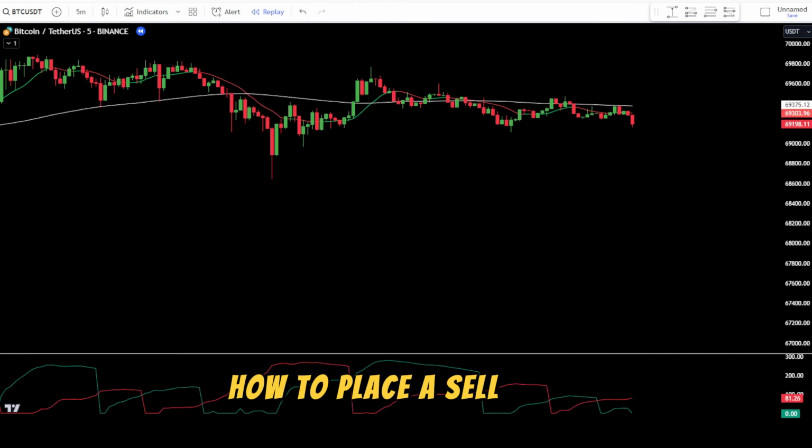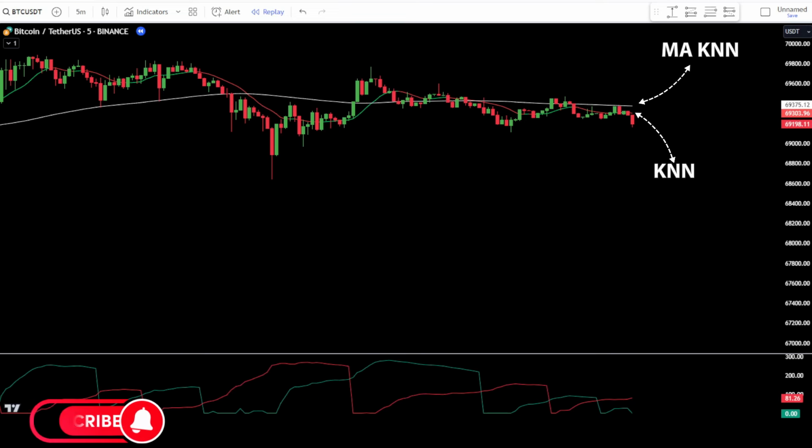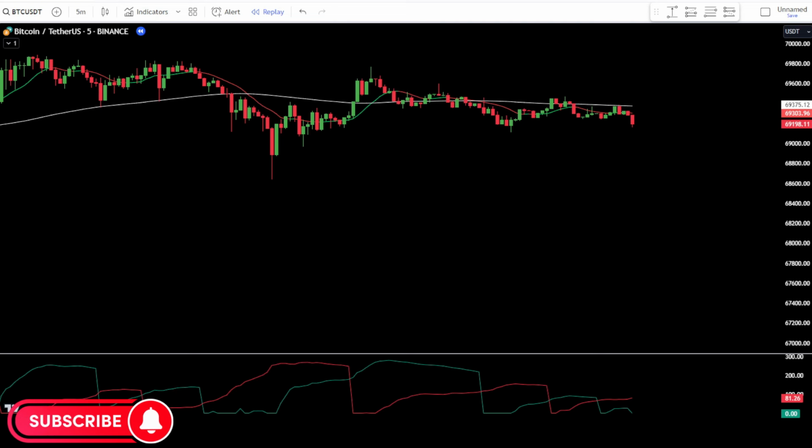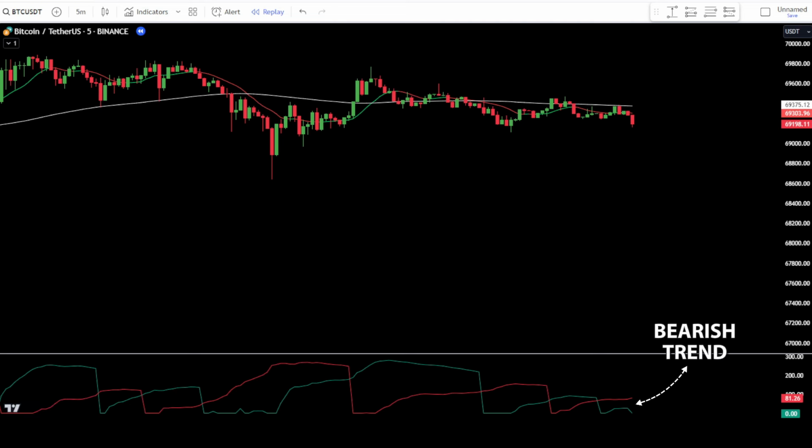How to place a sell entry. 1. If the KNN line is below the MA KNN line, it signals a bearish trend. 2. Next, wait until the Andean Oscillator indicator also shows a bearish trend, meaning that the bearish component line has crossed or is above the bullish component line.